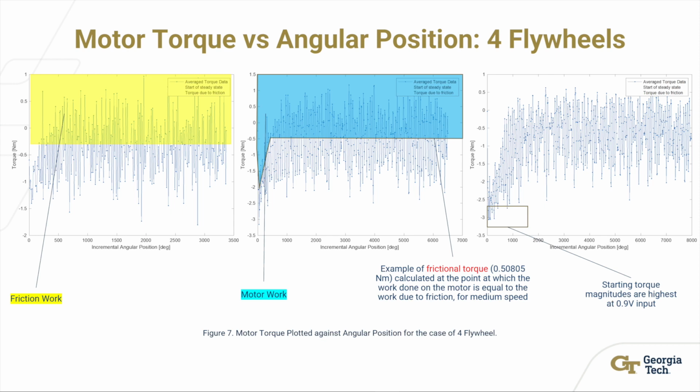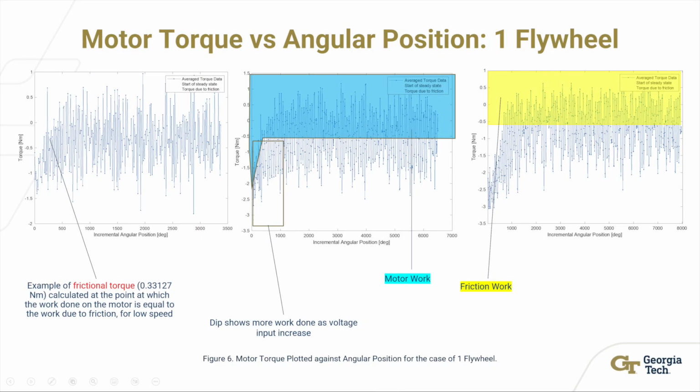For each speed, the frictional torque, shown in red, is obtained by averaging the steady-state torques. We can observe that the starting torque magnitudes increase as voltage input increases. This experiment is repeated for only one flywheel attached to the engine. We observe that more work is done as the voltage increases, since there is a noticeable dip at the start of the plot for 0.6 volts.